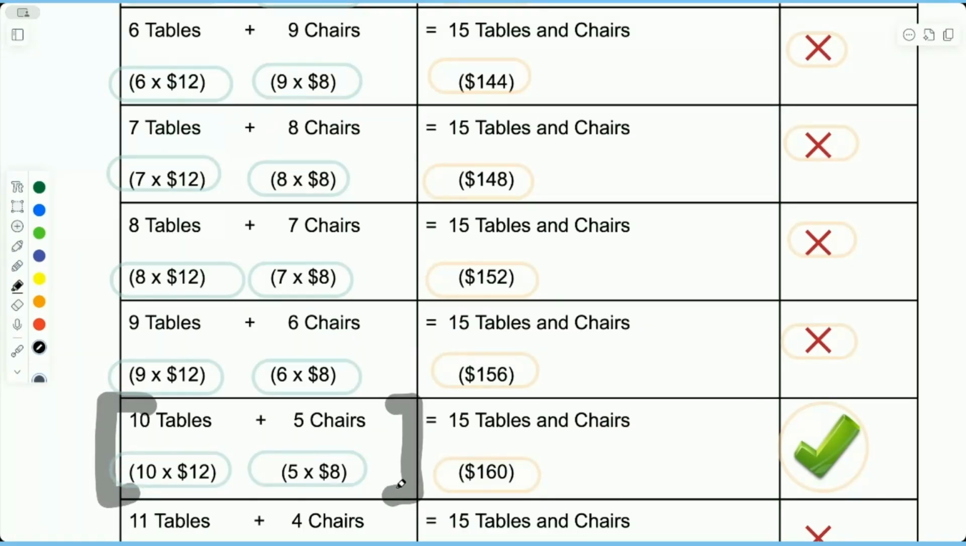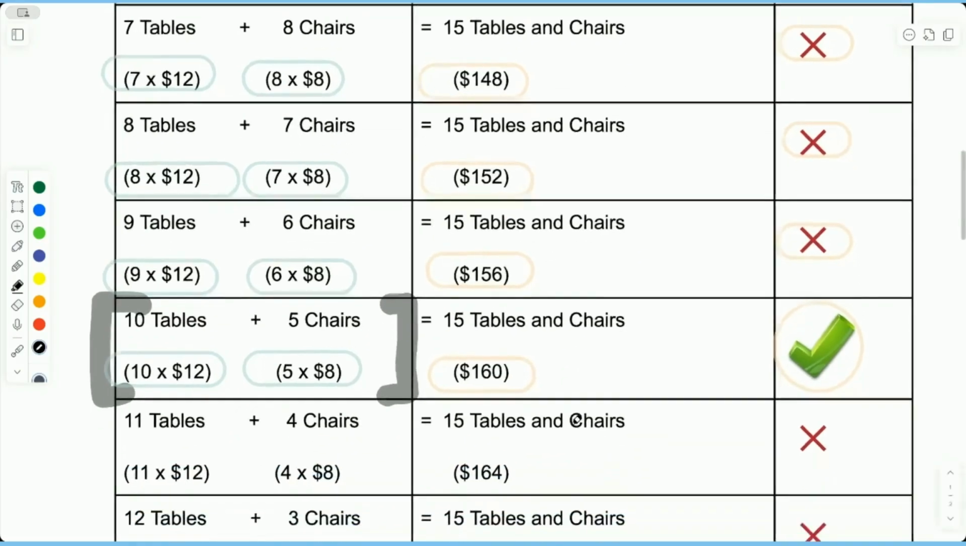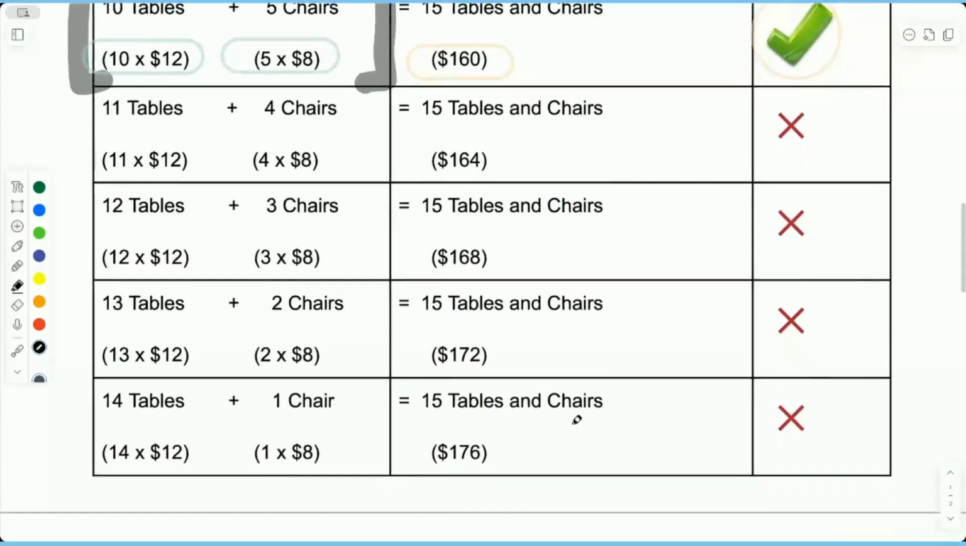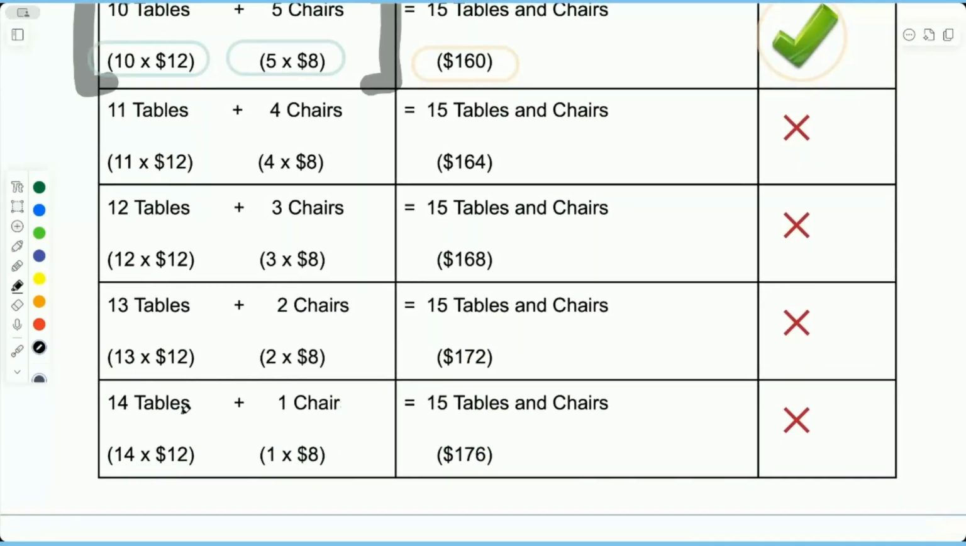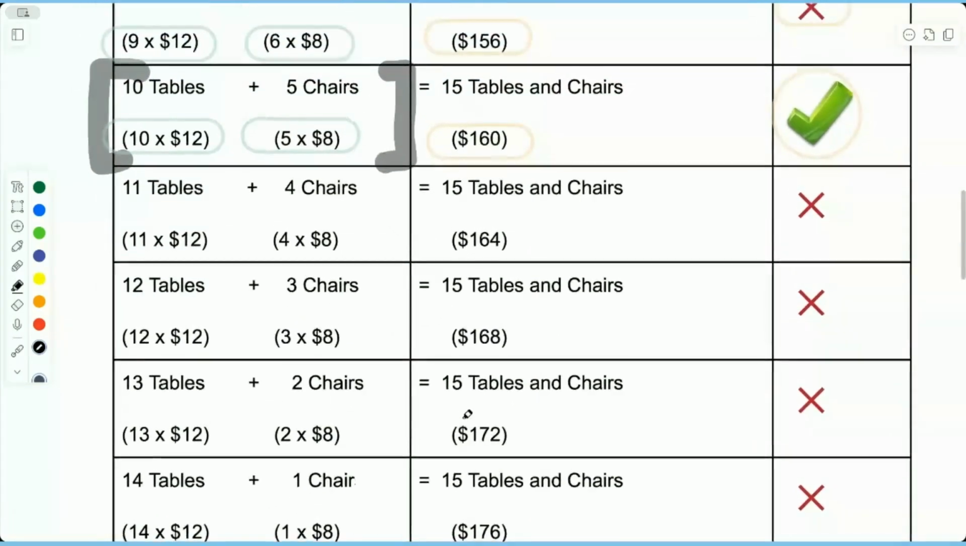We can continue on the list below all the way until 14 tables and 1 chair. And we can see that all these combinations do not add up to $160. Hence, this will be the answer. The school bought 10 tables and 5 chairs.